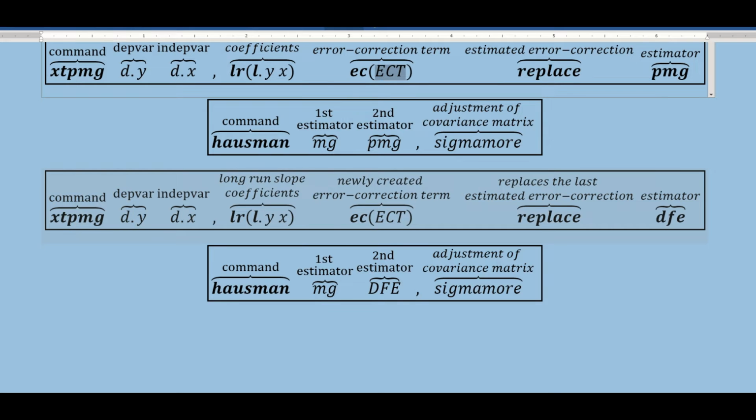Then we have the third estimator. Again, the full command is the same. The only difference is with this estimator, that is DFE, dynamic fixed effects. So afterwards, we have the Hausman command once again being conducted, when we will compare MG again with DFE, and sigmamore again stands for the same covariance matrix adjustment.